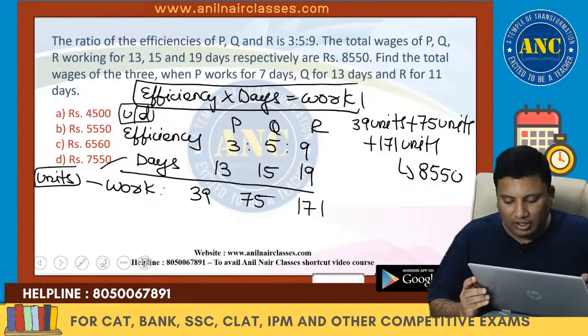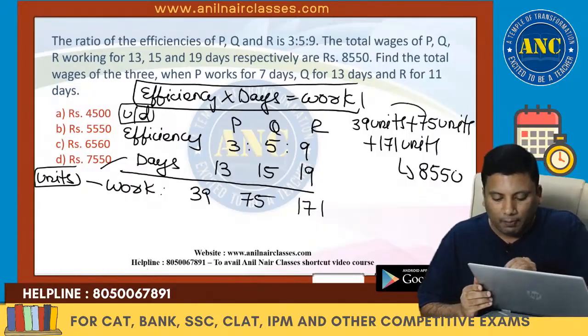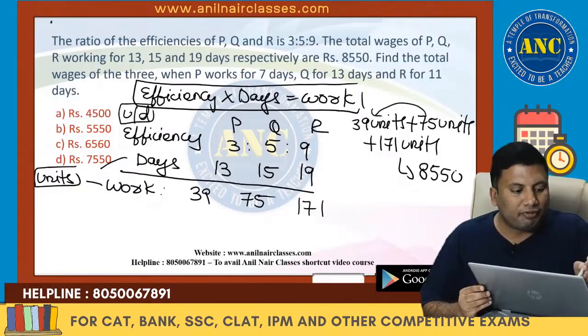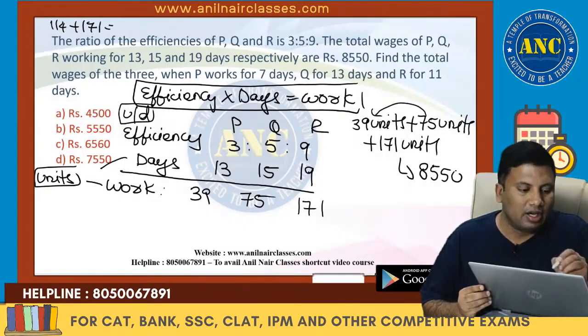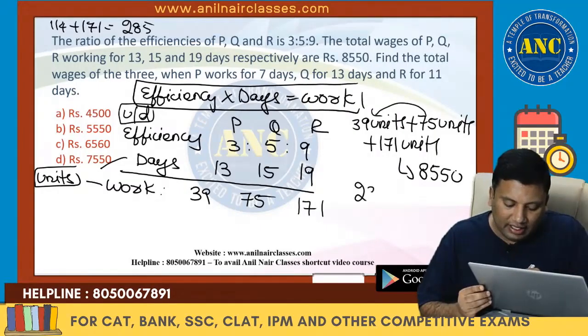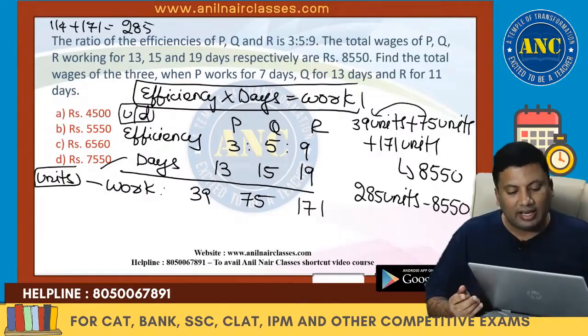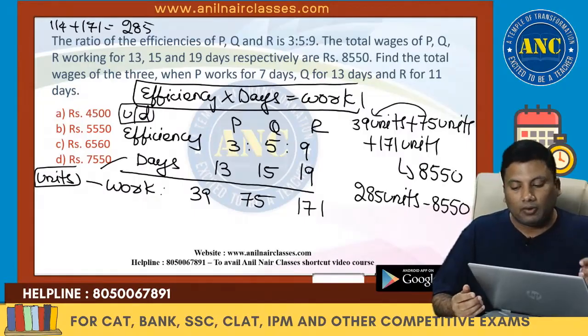What is this value? 39 plus 75 is 114. 114 plus 171 is nothing but 285. So 285 units of work. If they do it together, they will get 8550. But what is the question?